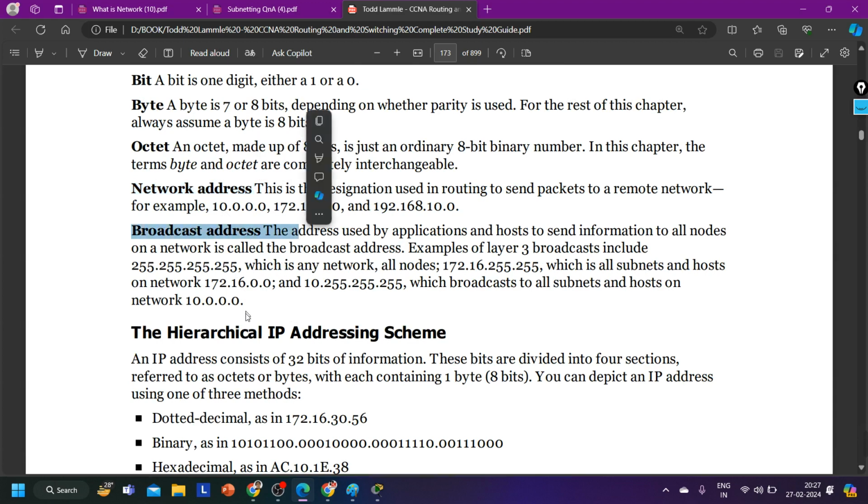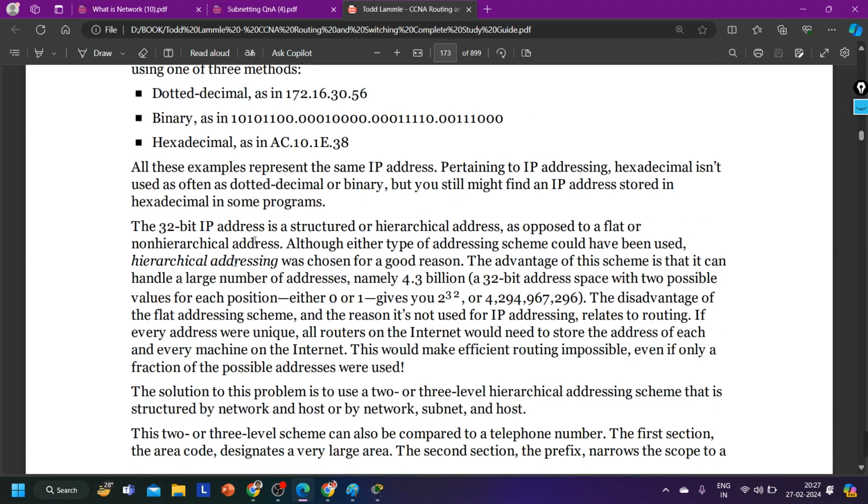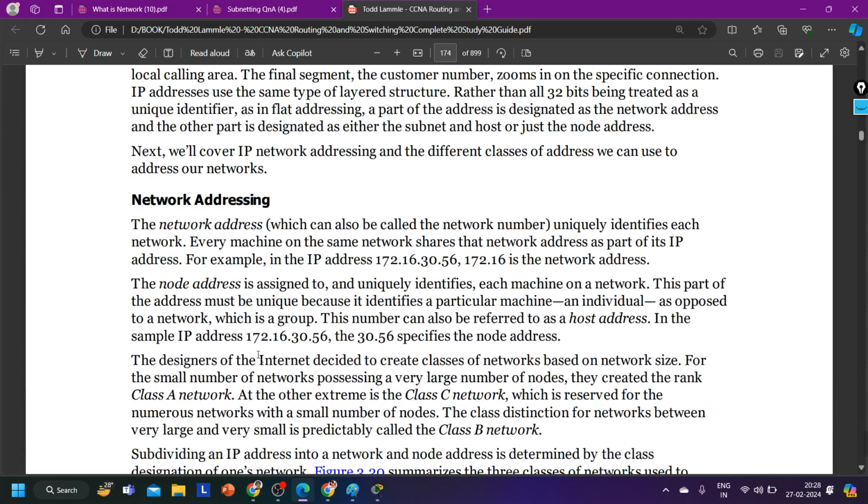Then it talks about the broadcast address, and binary to decimal conversions.